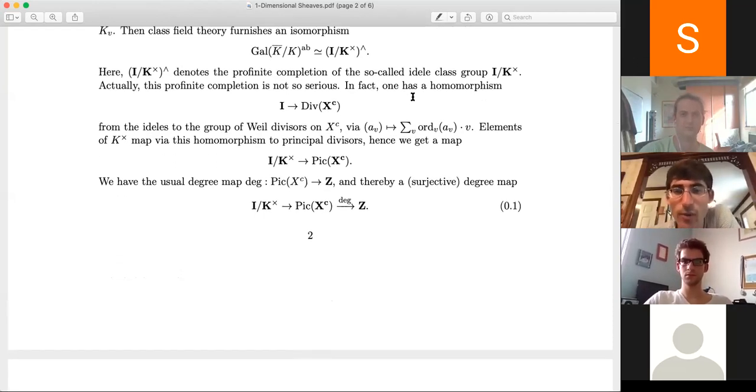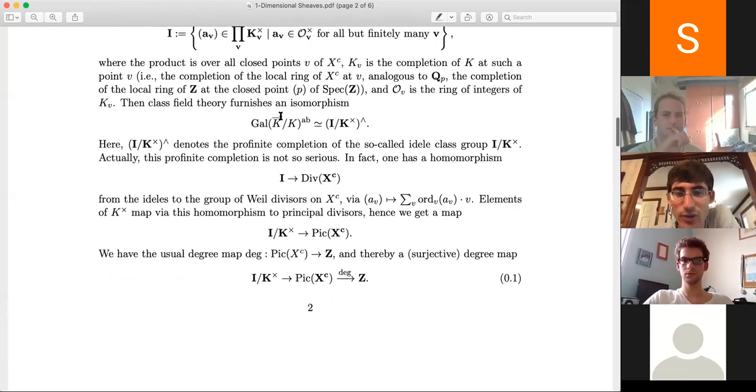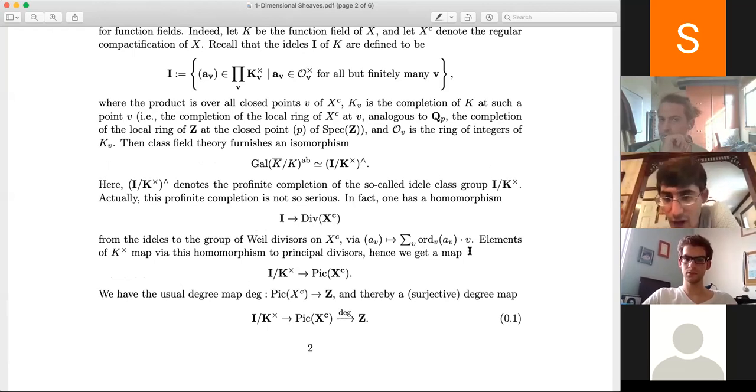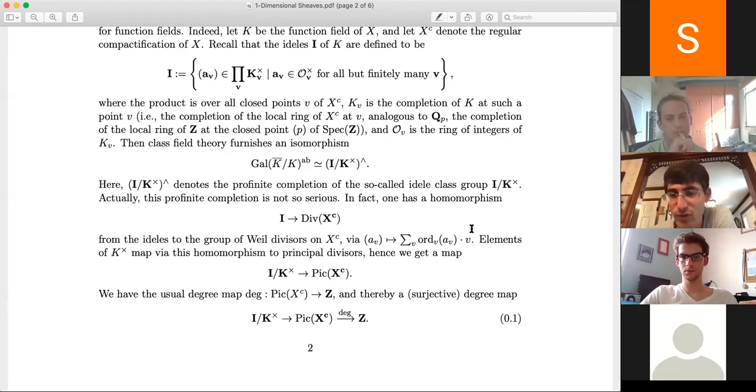So you have a homomorphism from the ideles to the group of divisors on X_C. Recall the ideles are this infinite product, and you take an element of the infinite product. Where does it go? You sum over all closed points v of [v] times the order of a_v at v. In other words, if a_v is like pi squared times a unit, where pi is a uniformizer at v, then this order is 2, so 2 times [v].